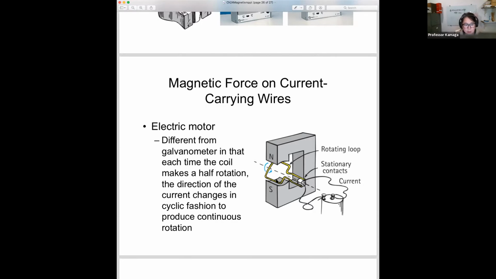On this side of the loop, the current is going forward. On this side of the loop, the current is coming backward. So depending on the direction, the force is going to be applied either up or down. So you have a force that's applied. On this side, the current is running in this direction, right? Using the right hand, let's say the magnetic field is applied in this direction, then it's going to go down.